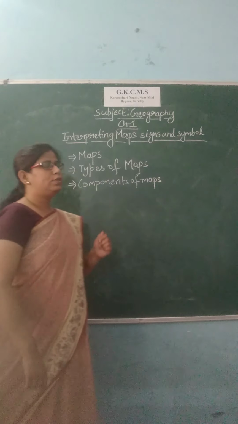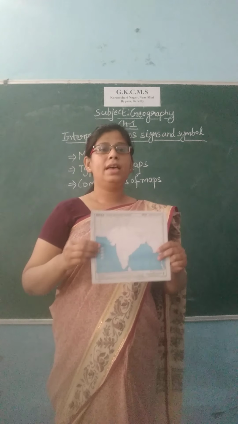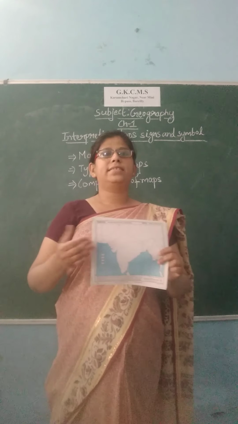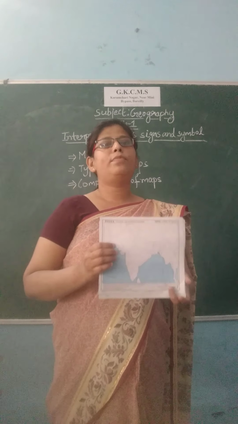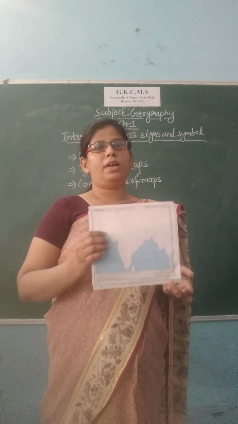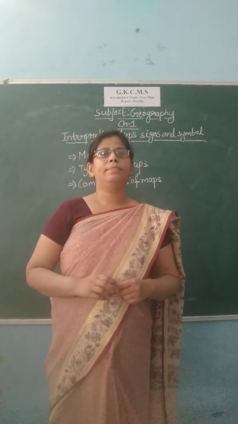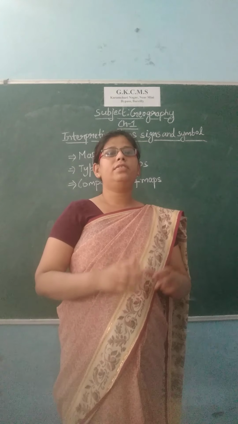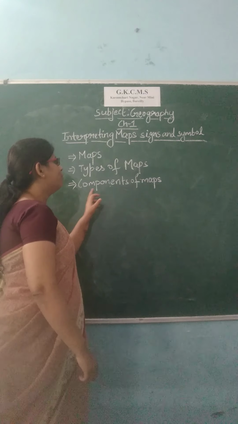Next is types of map. There are 3 types of map. First is the physical map. In the physical map, you will show plains, rivers, oceans, etc. Then there is the political map. In the political map, you will show the cities, towns, villages and different countries and states. Next is the thematic map. The thematic map focuses on information such as road maps, rainfall maps, maps showing distribution of forests, industries, etc.